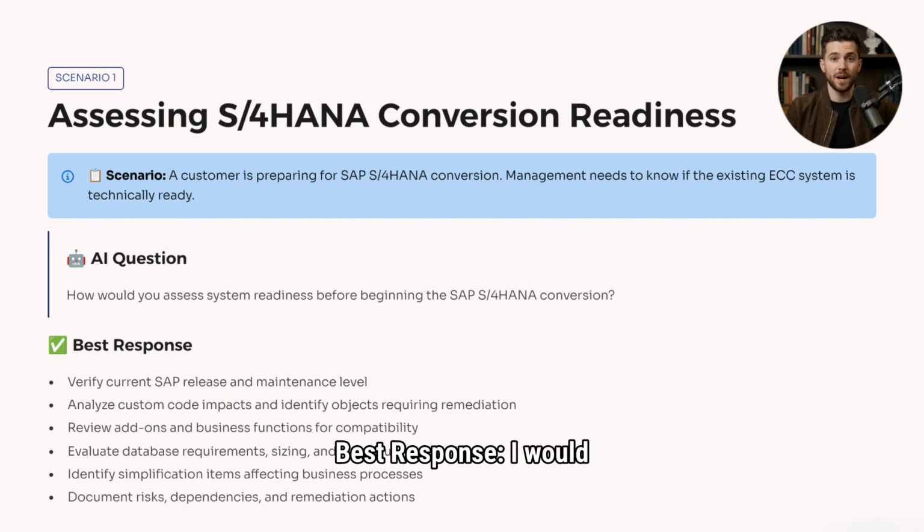Best response: I would begin with a complete technical readiness assessment. First, I would verify the current SAP release and maintenance level. Next, I would analyze custom code impacts and identify objects requiring remediation. I would review add-ons and business functions for compatibility with SAP S/4HANA. I would evaluate database requirements, sizing considerations, and infrastructure readiness. I would also identify simplification items that could affect business processes after conversion. Finally, I would document risks, dependencies, and remediation actions before project execution.